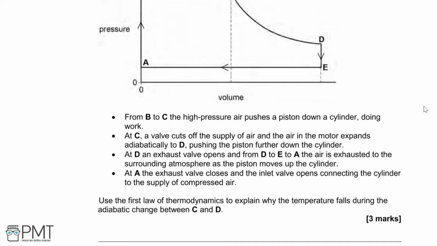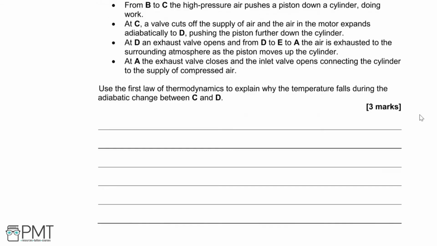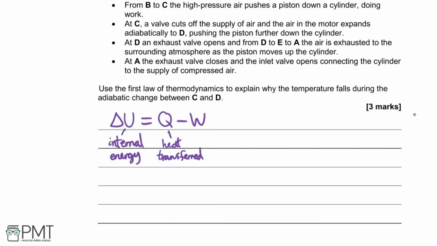Use the first law of thermodynamics to explain why the temperature falls during the adiabatic change between C and D. Now to start this question off, let's write down exactly what the first law of thermodynamics is. So delta U is equal to Q minus W. Let's just write down what each of those symbols means.